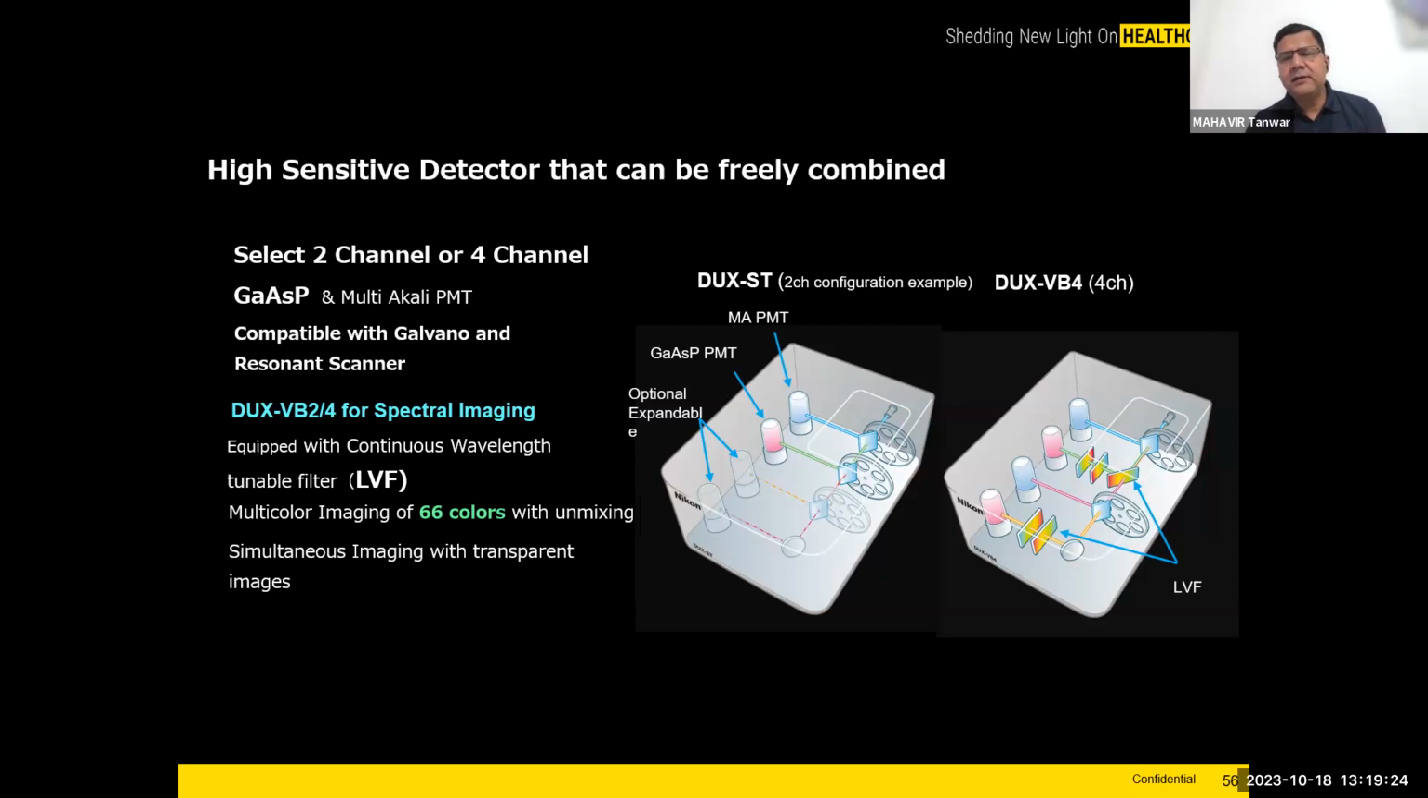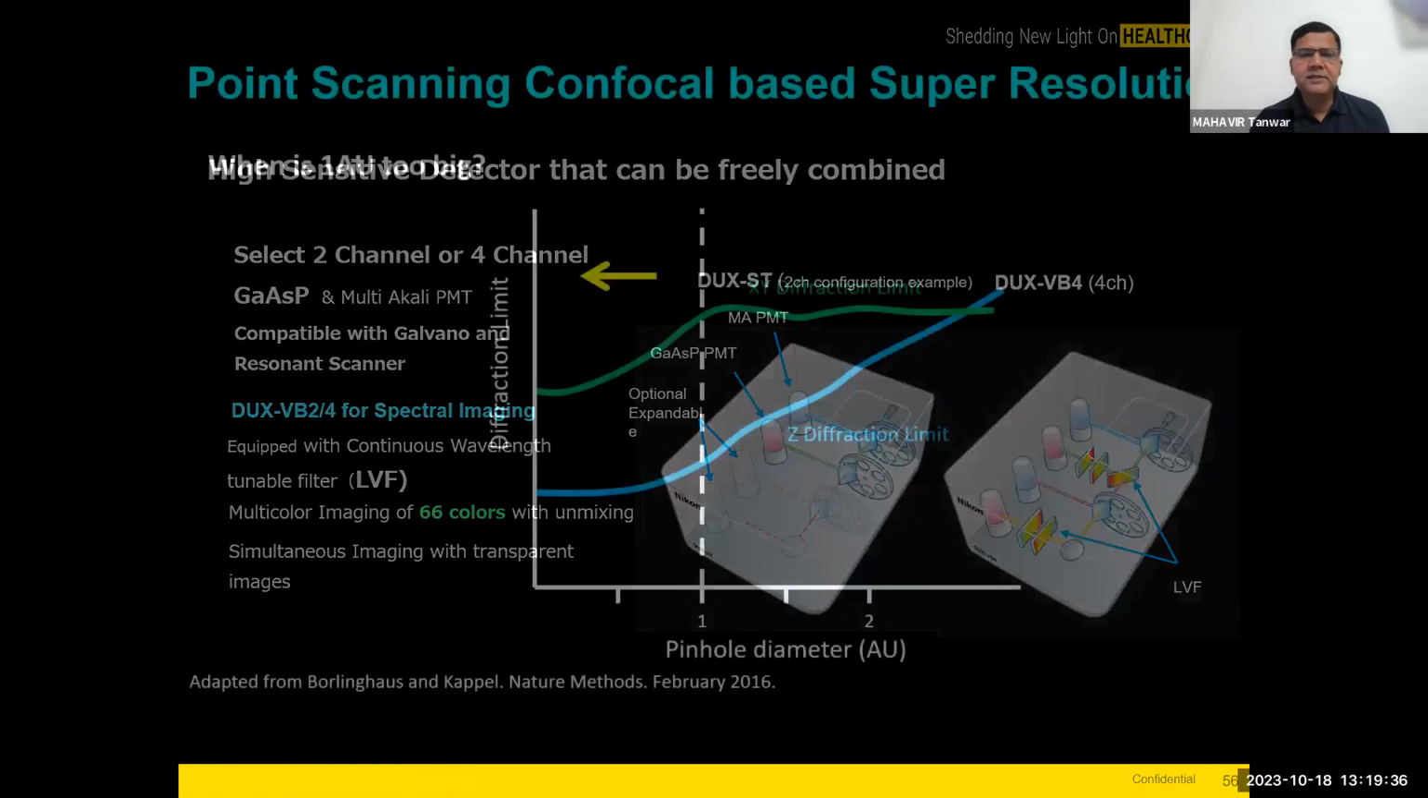So spectral. If you see, the first and the third one is a spectral. So there is a flexibility of selecting the bandwidth in what spectral range you want to capture the data. So that's possible in this system. So these are the things.